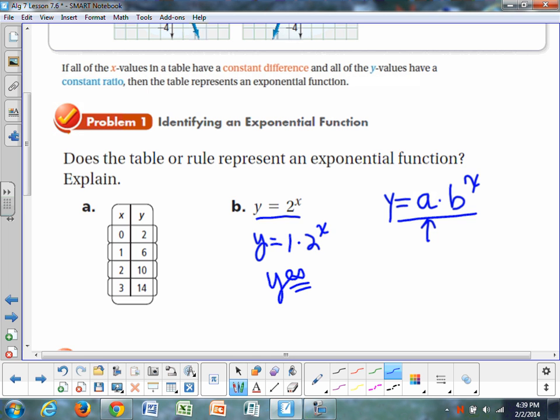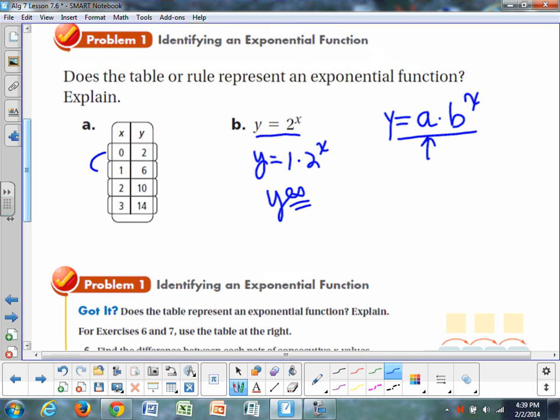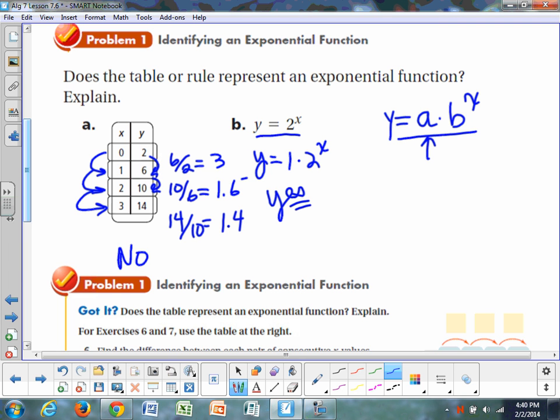All right, this other one here, we're going to check the ratios. If x goes up by a constant amount and the y's have a constant ratio, in other words, 6 divided by 2 is 3, and then 10 divided by 6 is about 1.6, and then 14 divided by 10 is 1.4. Notice we don't have a constant ratio. In other words, there's no number we're multiplying by to get the next number. So the answer to that one is no. It's not an exponential function. Actually, it's a linear function because we keep adding 4 every time. All right, you try that.